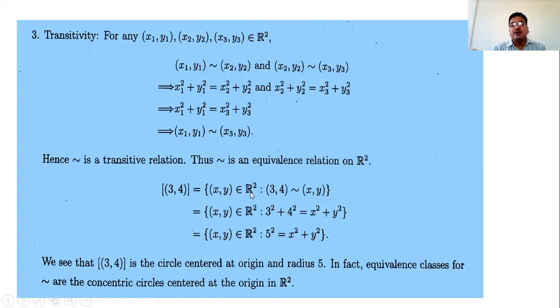So (x, y) belongs to R2 such that (3, 4) is related to (x, y), or (x, y) is related to (3, 4). What does (3, 4) related to (x, y) mean? It means 3 square plus 4 square is equal to x square plus y square. What is 3 square plus 4 square? 3 square is 9, 4 square is 16, and 16 plus 9 is 25, which is 5 square. So x square plus y square is equal to 5 square. Geometrically, what is this? It is the equation of a circle with center at the origin, (0, 0), and radius 5. So if we have to draw the figure of this equivalence class of (3, 4), draw the circle with center (0, 0) and radius 5.